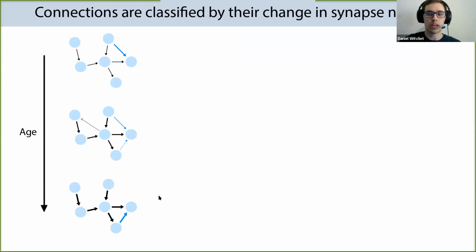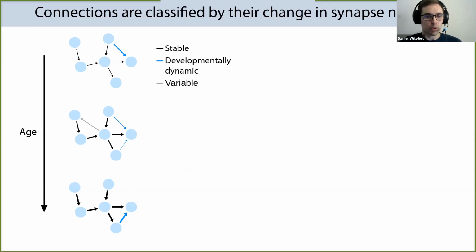We see that some connections, the black ones here that are present throughout all life stages, we classify as stable. Then connections that show a statistically significant increase or decrease in synapse number across development in a stereotyped manner, we classify as developmentally dynamic. These connections sometimes even form new connections, as in this connection here, or they prune connections away. Finally, connections that exhibit no consistent trend in their changing synapse number and are not present in every animal, we classify as variable.